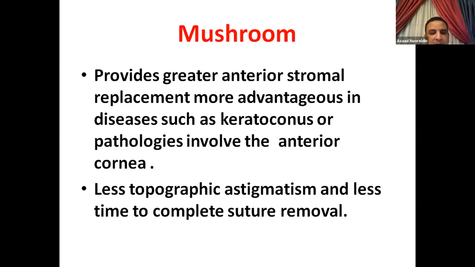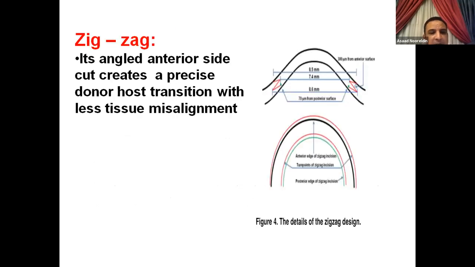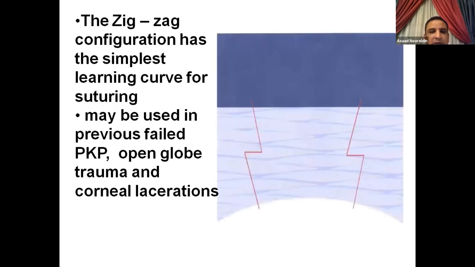It gives less topographic astigmatism and less time to complete suture removal. The zigzag pattern is an angled side cut, which creates a precise donor host transition with less tissue misalignment. It is easy to learn, with an easy learning curve. It is easy to suture. Zigzag is the simplest one, and may be used in previously failed penetrating keratoplasty, open globe trauma, or corneal laceration.